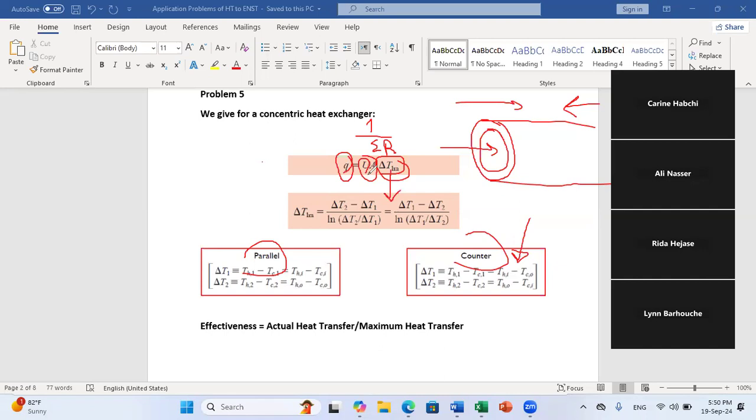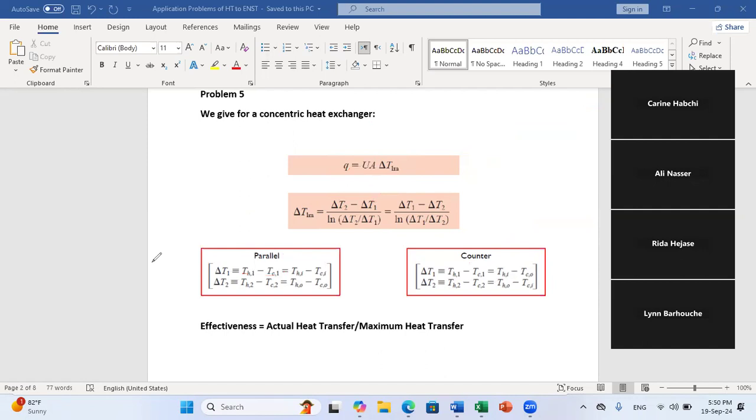So one way to calculate your heat rate is to consider 1 over the summation of resistances, which is equal to U times A times delta T logarithmic, okay? And this delta T is given by the following expression: delta T2 minus delta T1 over ln of delta T2 over delta T1. What do we mean by delta T2 and delta T1? So here we are explaining everything for you, okay?